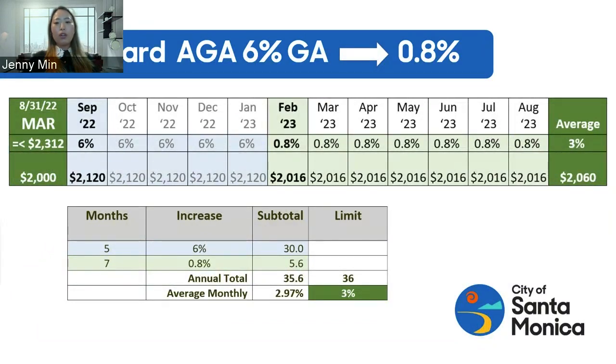So in this chart, you can see that from September to January, they got the 6%, and come February, it went down to a 0.8% increase so that it averages out to 3%. So in this example, if your MAR was $2,000 in August of 2022, a 6% increase would have been $120. Starting February, it would go down to 0.8%, making the increase $16. When we average out what the rent was increased by in the course of the year, it will come out to $2,060, which is a 3% increase.